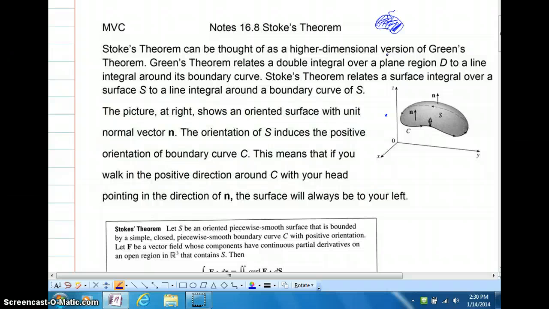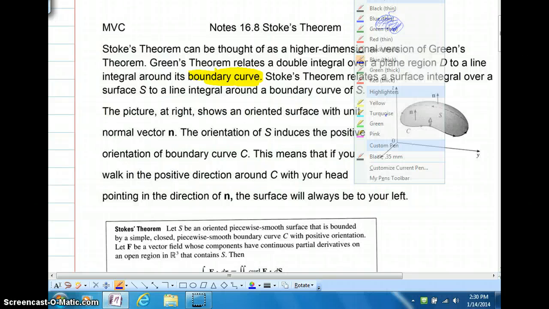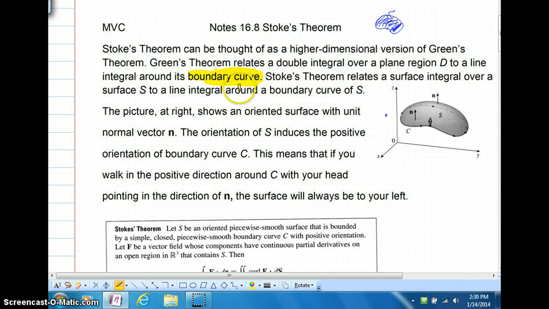Let's just say that we've got this higher dimensional version of Green's theorem. Green's theorem related, like I said, a double integral to a line integral around its boundary curve. I think that's the big focus today, by the way. Boundary curves, you want to be thinking about it that way. Stokes' theorem relates a surface integral, a flux, if you would, over a surface to a line integral around, here we go again, a boundary curve.